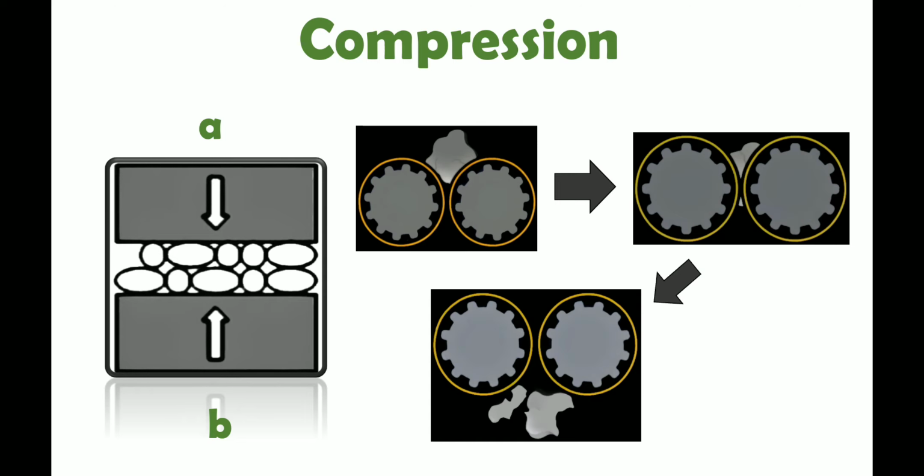The mechanism is used in the crushing mill, where the particles fall between 2 rigid rollers and disintegrate into smaller pieces. This is how the particle size gets reduced through compression.